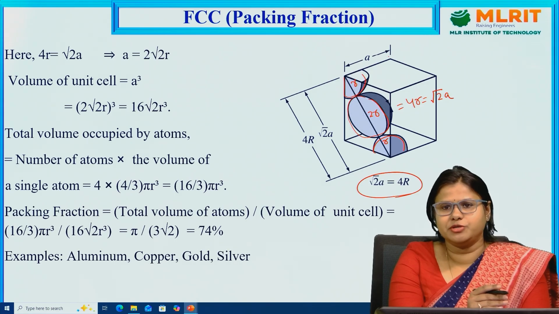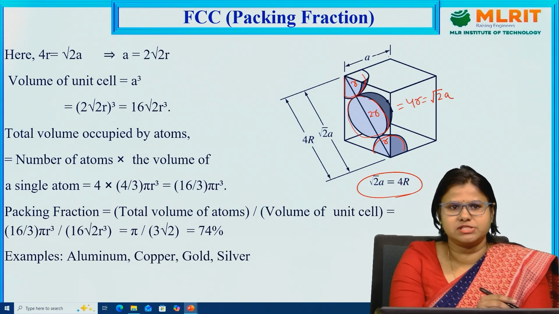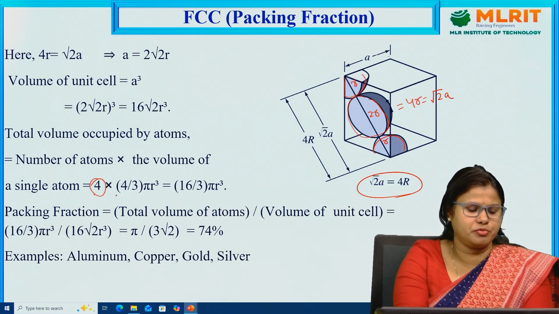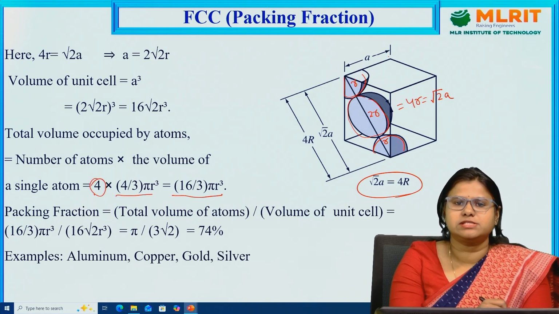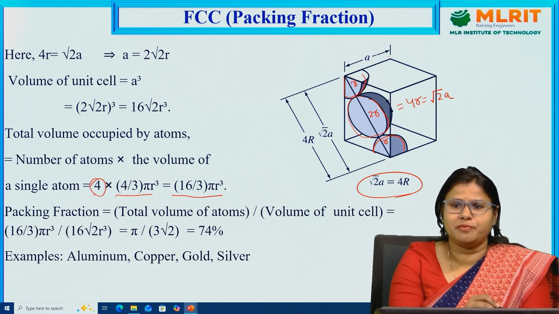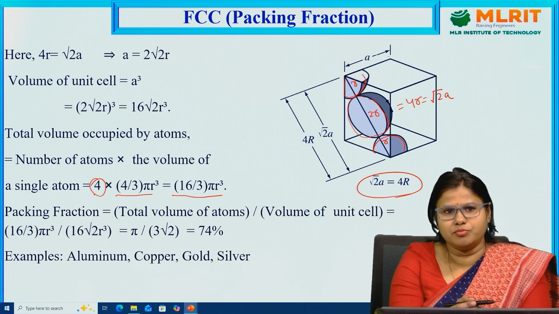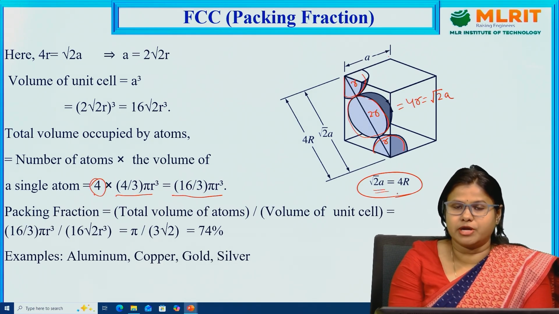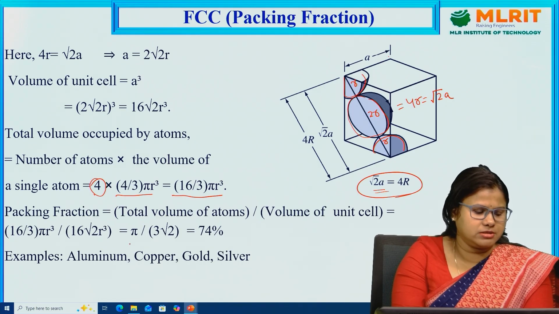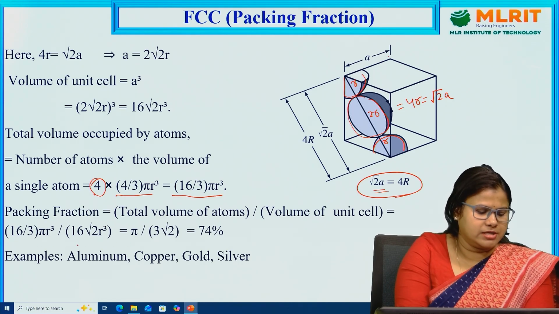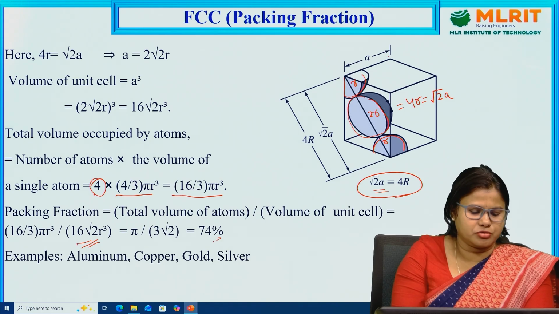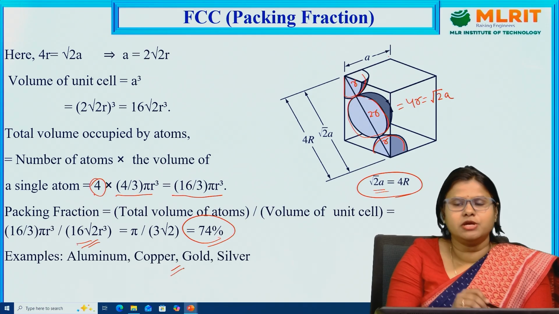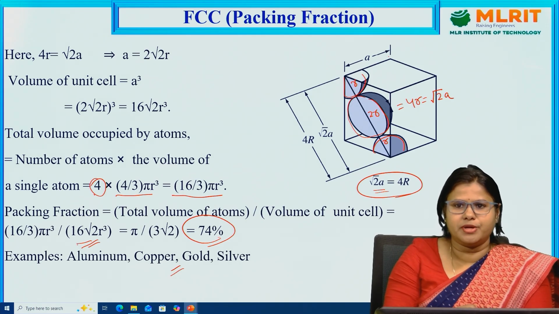From this relation we can find the packing fraction, which is the volume of the atoms in the unit cell divided by the volume of the unit cell. We have 4 atoms in a unit cell, so 4 into 4/3 pi r cube gives 16/3 pi r cube. This is the volume of atoms in the unit cell, and the volume of the unit cell is a cube, where we put a equal to 4r by root 2. Then we get the total packing fraction as 74%. A few examples of face centered cubic crystals are copper, gold and silver.